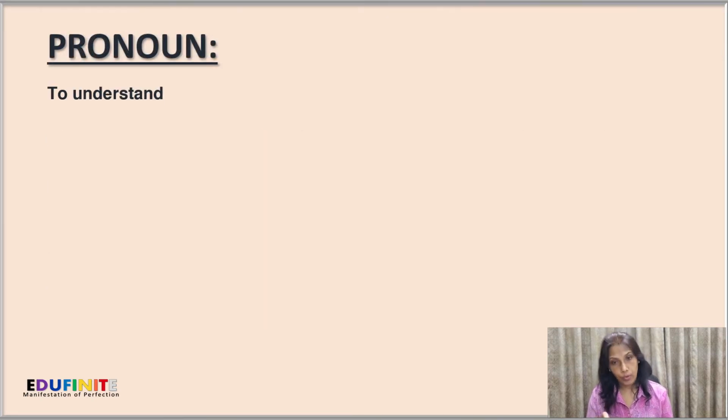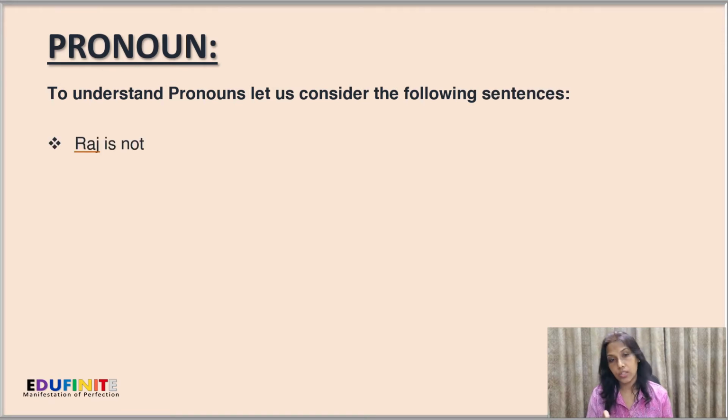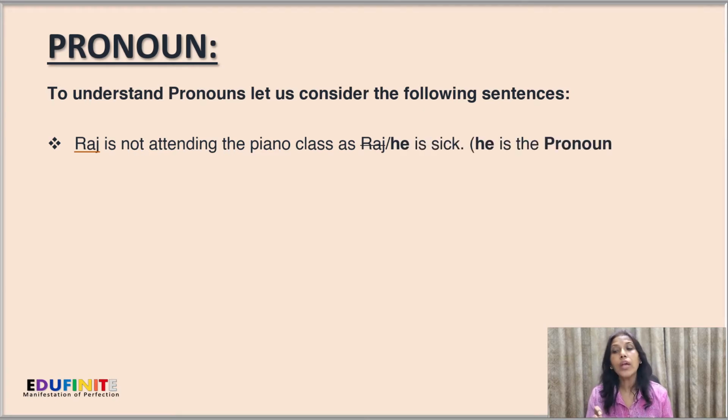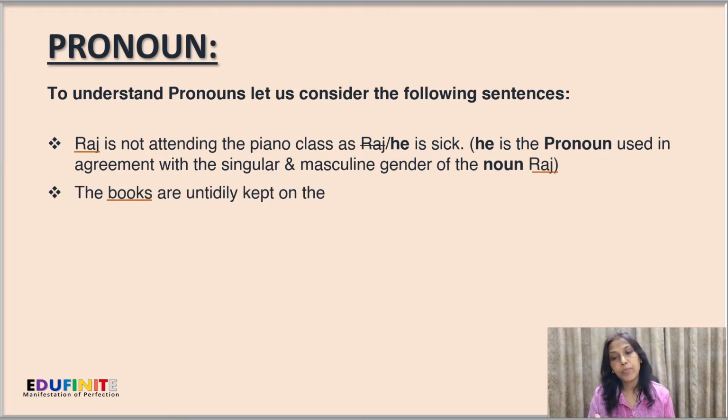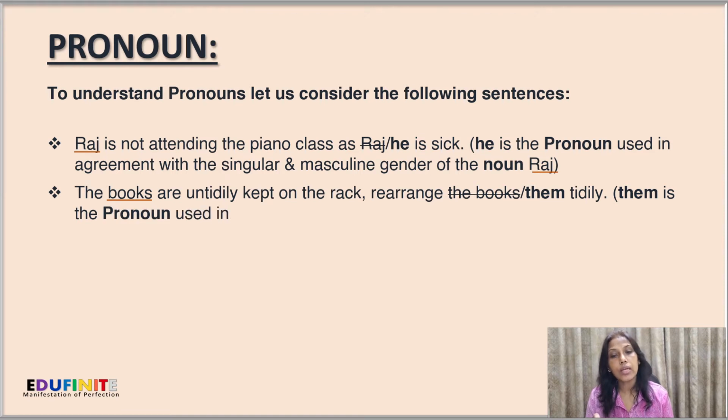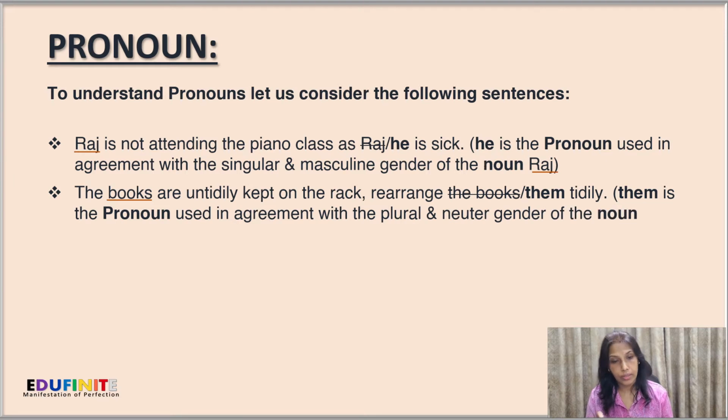Now, to understand pronouns, let us consider the following sentences. Raj is not attending the piano class as he is sick. He is the pronoun used in agreement with the singular and masculine gender of the noun Raj. The books are untidily kept on the rack. Rearrange them tidily. Them is the pronoun used in agreement with the plural and neuter gender of the noun books.